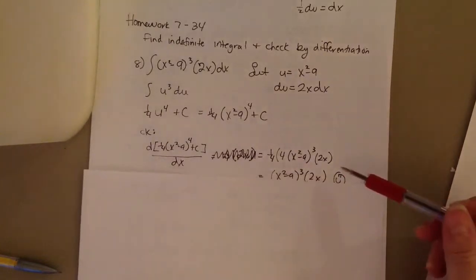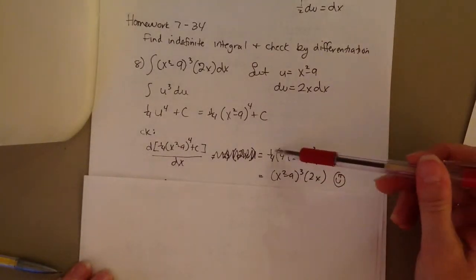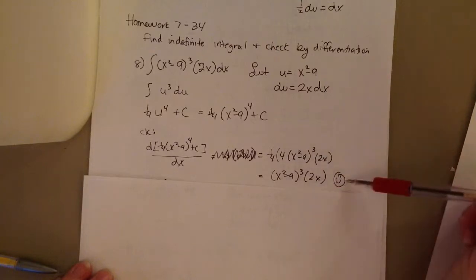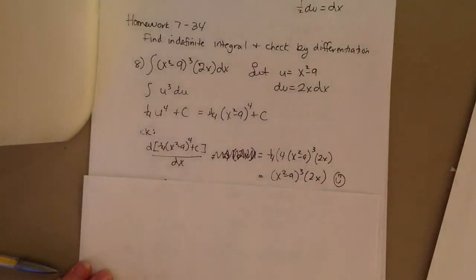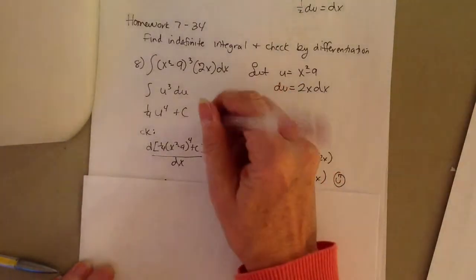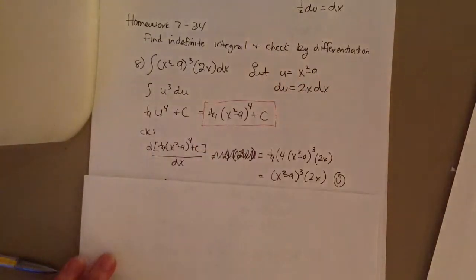Now I'm going to proceed to clean this up. So the 4 times the 1/4, that's just a 1, and I'm happy. I got my original function. So I guess this was correct.